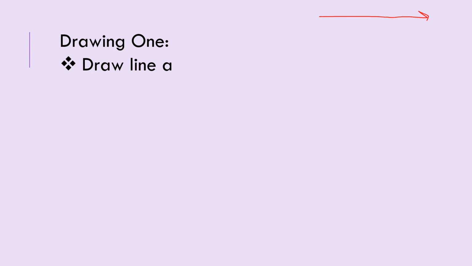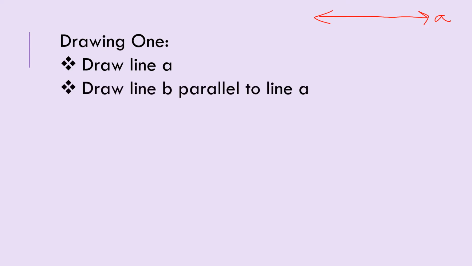So our first task for today is to do a drawing. Now on your notes, you will have space to draw it. So the first thing you're going to do is draw line A, and I'm just going to draw it in this corner here really small so that you guys can kind of follow along with me. So draw line A and label it line A. Next would be to draw line B parallel to line A.